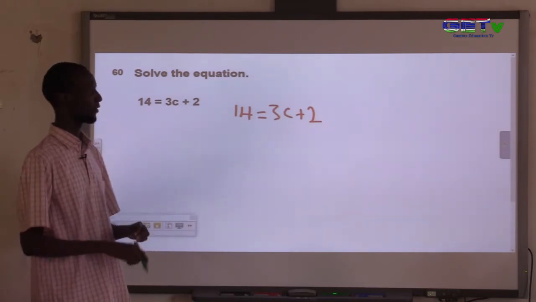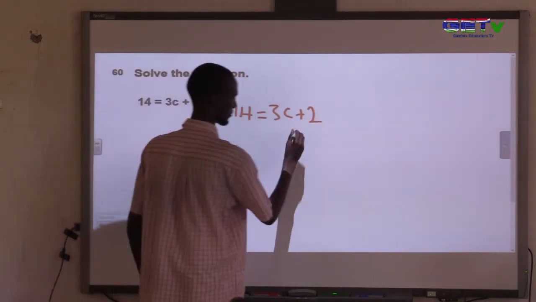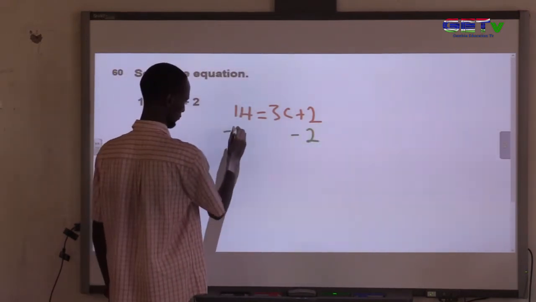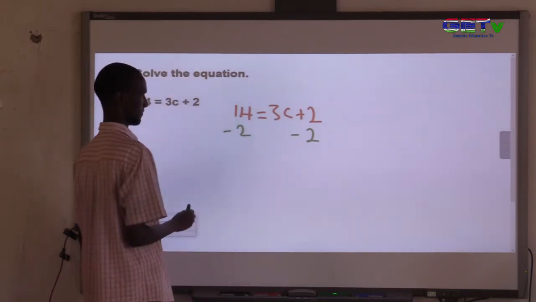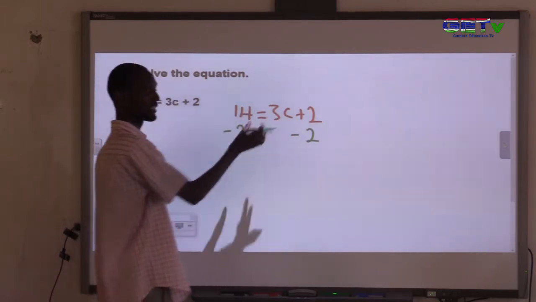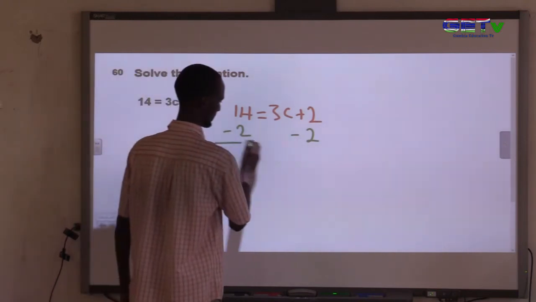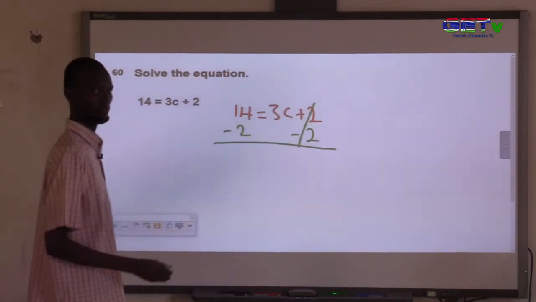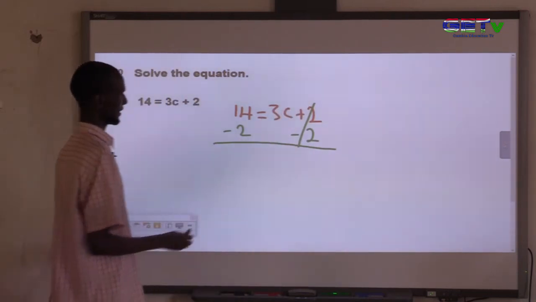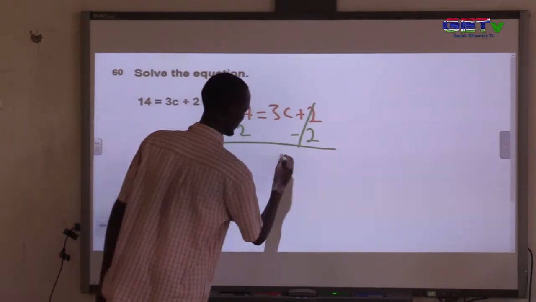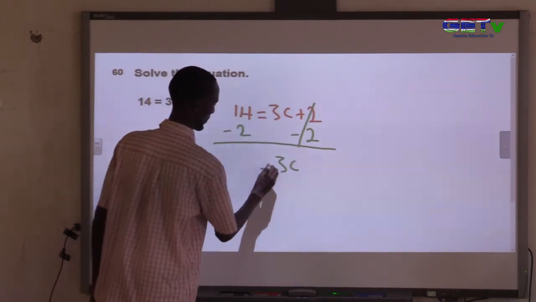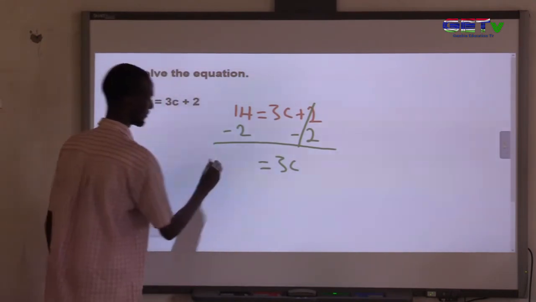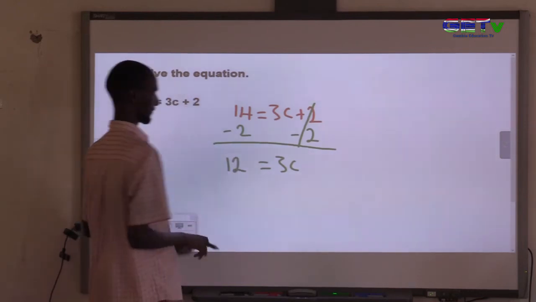And the inverse of plus is subtraction. So we subtract 2 from the right-hand side. Also subtract 2 from the left-hand side. Because whatever you do to one side, you must do the same thing to the other side. And the 2's will cancel out because 2 minus 2 is 0. That's gone. And then the 3c is still there. So you get 3c comes down equals 14 minus 2, which should give us 12.